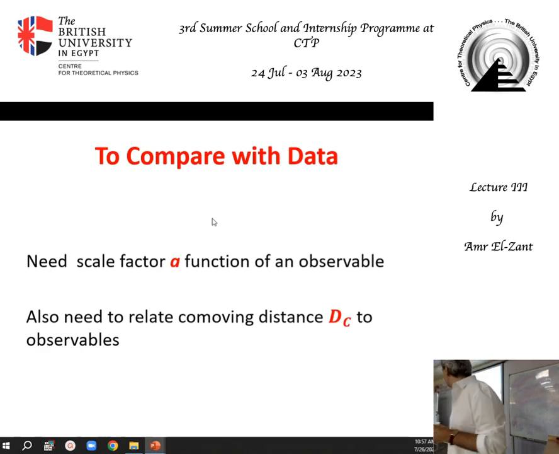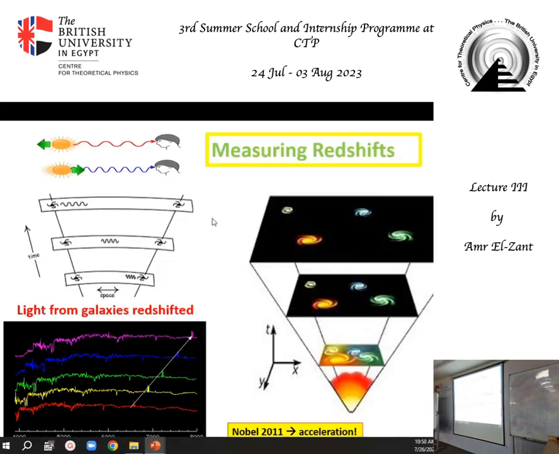So you need to first find the scale factor as a function of an observable. You can't see the scale factor. So what is observable that you can see a scale factor? And also relate to co-moving distance to things that we can see. Okay? How do we do that? First of all, the redshift.